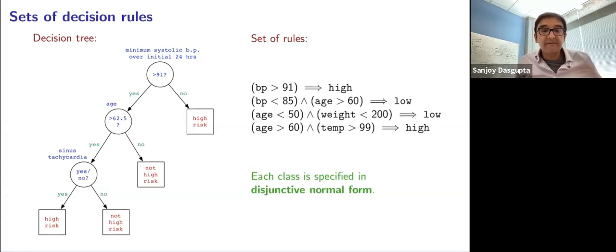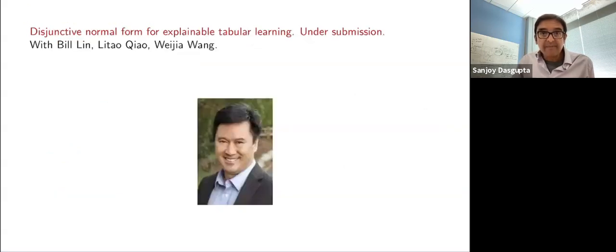Okay, so just to loosen things up a little bit, a collection of rules of this kind. For example, it's no longer the case that every rule has to contain the feature at the root. Okay, so it's more flexible. These are the kind of rules we'll be looking at. And basically each class is specified in disjunctive normal form. I'll be talking about some recent work, which is still under submission, with Bill Lin and a couple of his students, in which we use DNF for understandable classification.